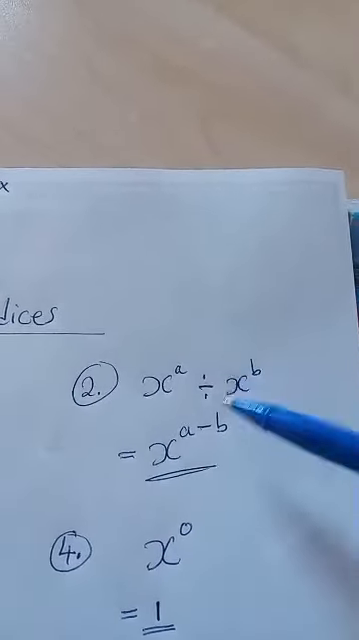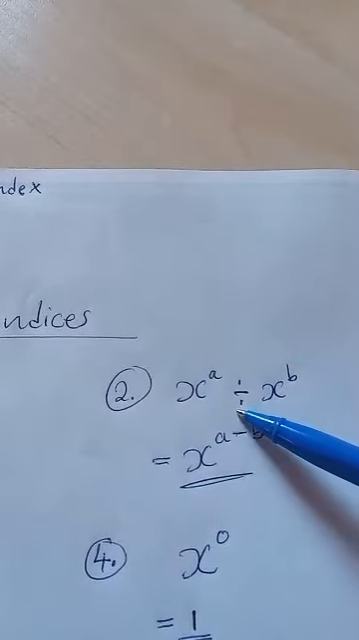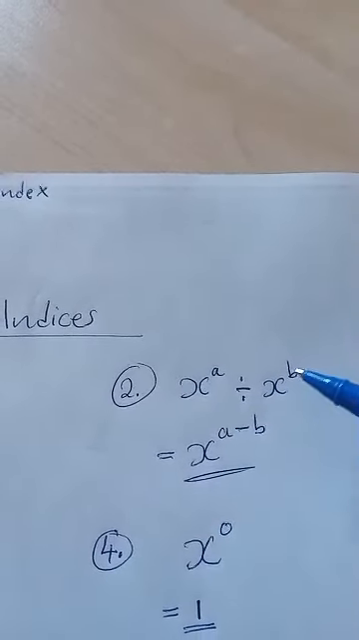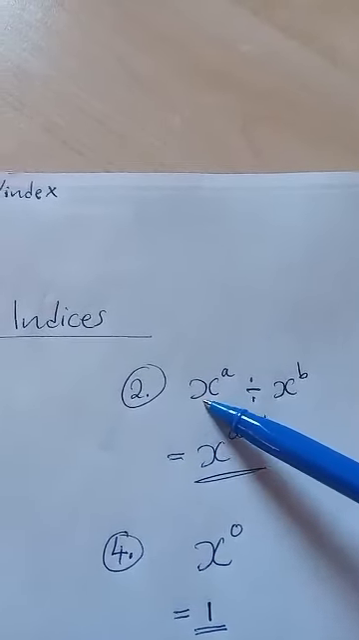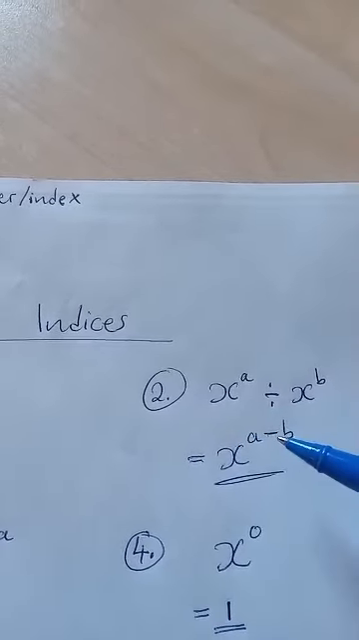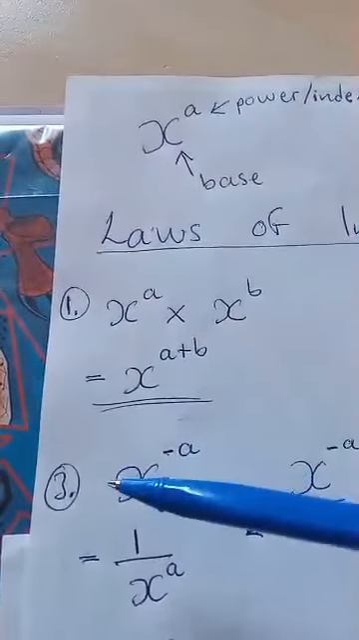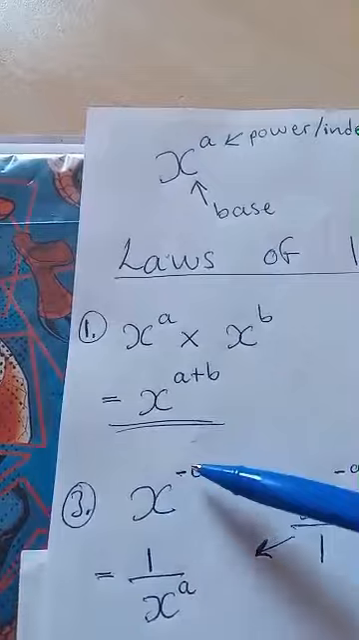Then the next law, number 2: x to the power A divided by x to the power B. Same here, when we are dividing the same bases, we take only one base and then we subtract the powers. Then law number 3: x to the power negative A.